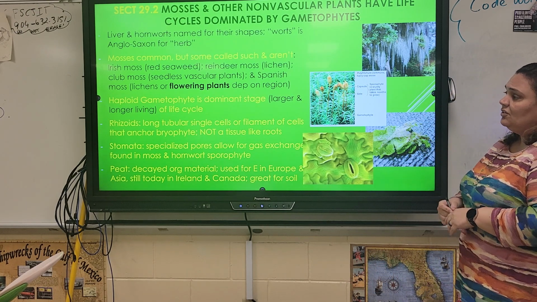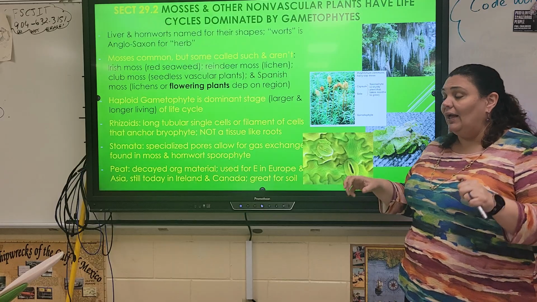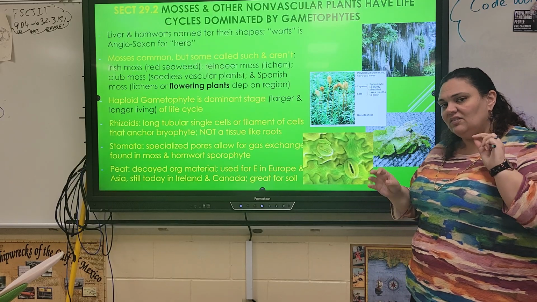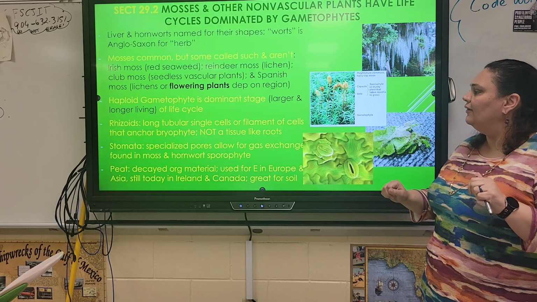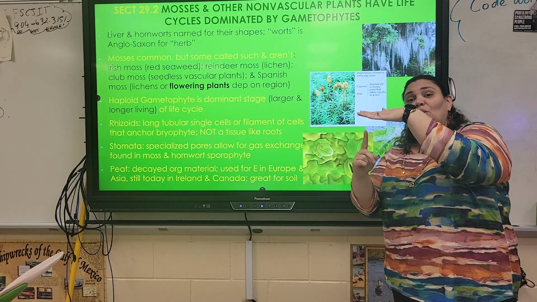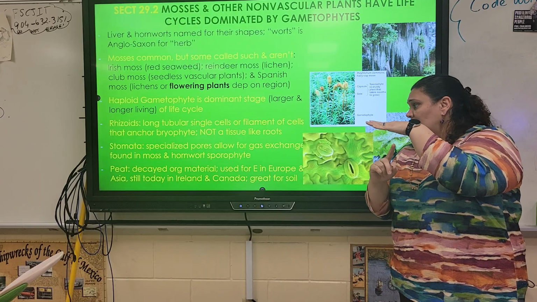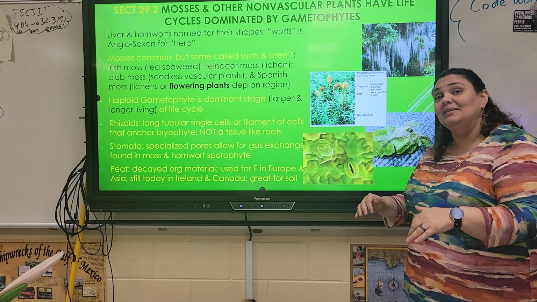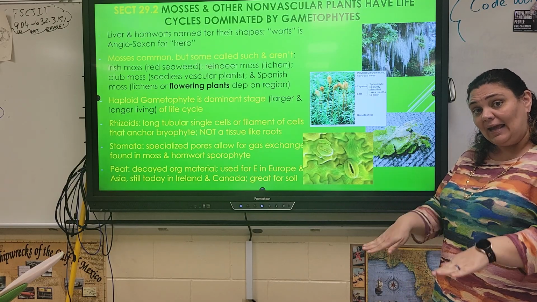Your rhizoids are these long tubular cells that will actually anchor the bryophyte down. It's not a tissue like roots, it's just the cells working together. And then you've got the stomata, which are the holes on the bottom of your leaf that are going to open or close to allow the oxygen and carbon dioxide both in and out.